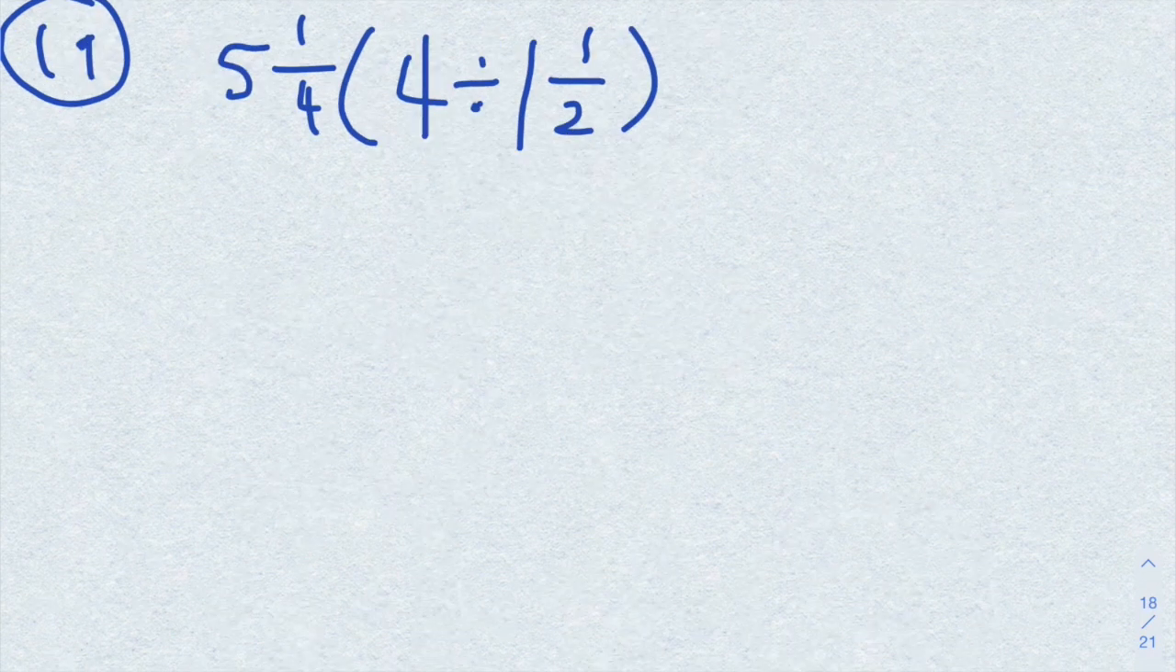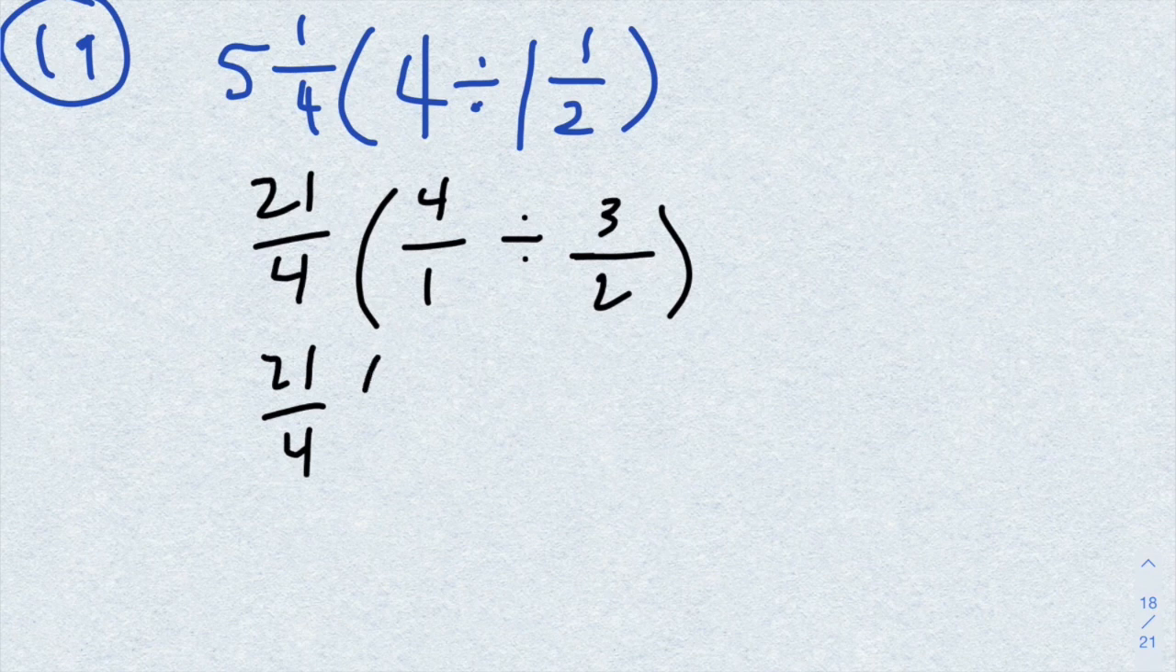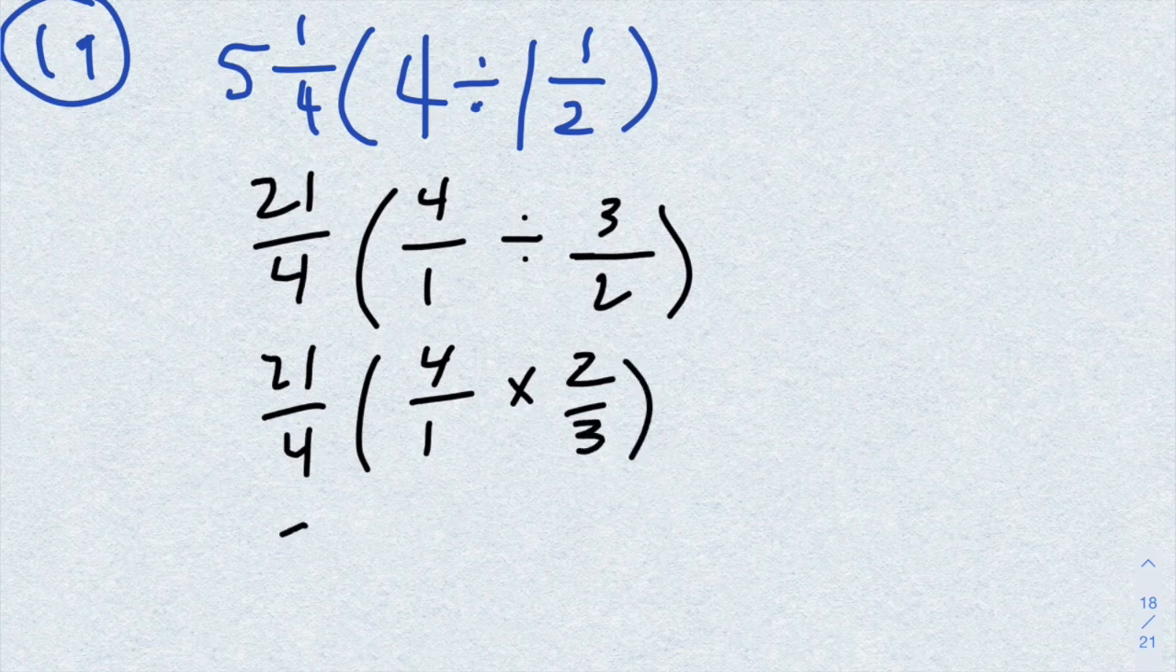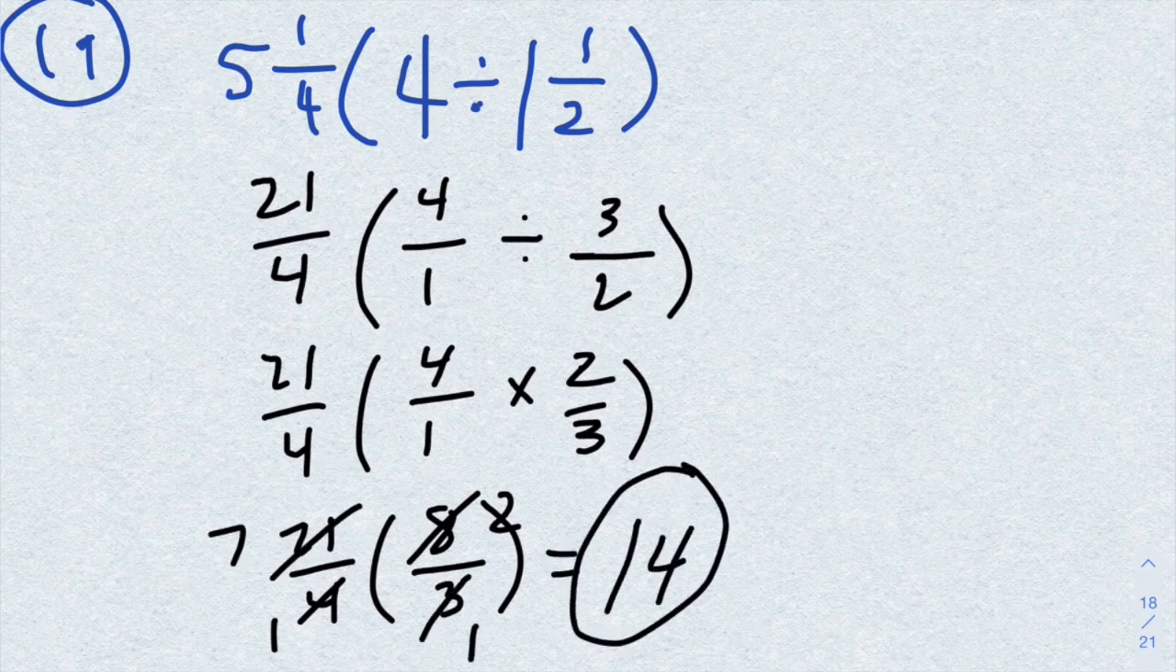And right, number 19. I'm going to be dividing and multiplying fractions, so the easiest thing is just to change all my fractions into improper fractions to begin with. Then what I'm going to do is do my stuff in the parentheses first, and I'm going to flip my divided fraction, so I multiply it. And I end up with 21/4 times 8 over 3. Now I can simplify, and I end up with 14.